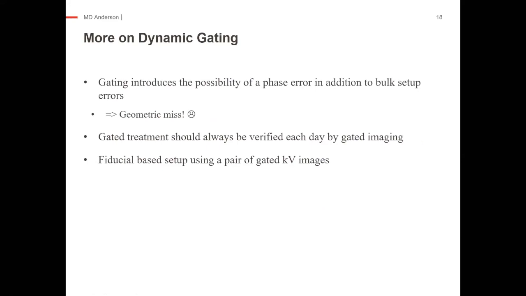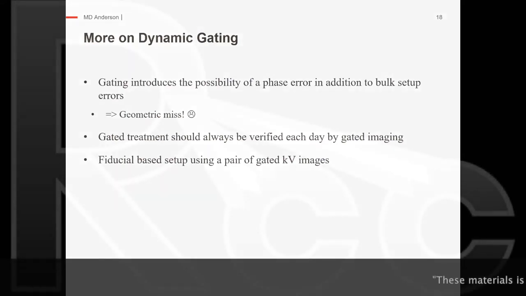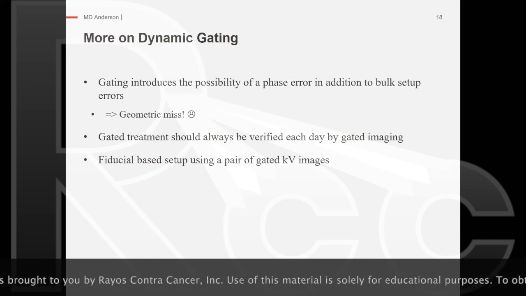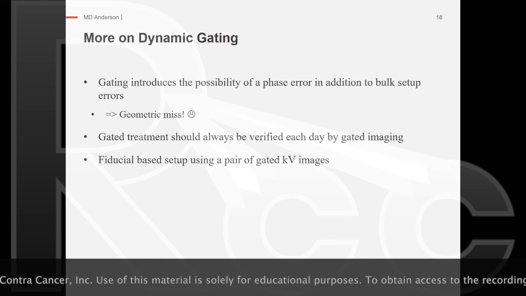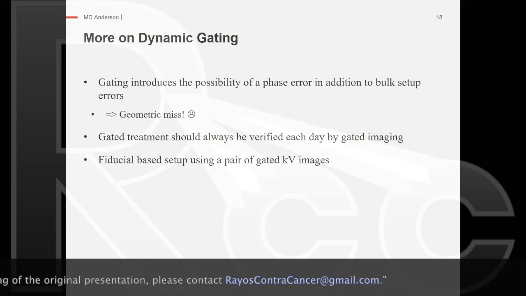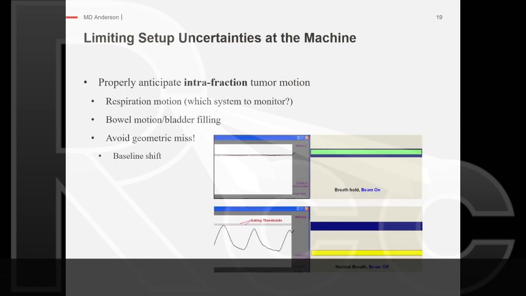But be careful if you use dynamic gating, because there is a possibility of a phase error. This is in addition to your bulk setup errors, the generic errors that are always present, as an additional error possibility. And this can cause a geometric miss. So your gated treatment should always be verified each day by gated imaging and your fiducial-based setup using a pair of gated kV images. Okay, so this is the breath hold that I mentioned before.